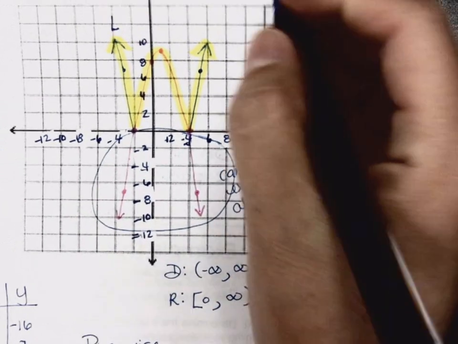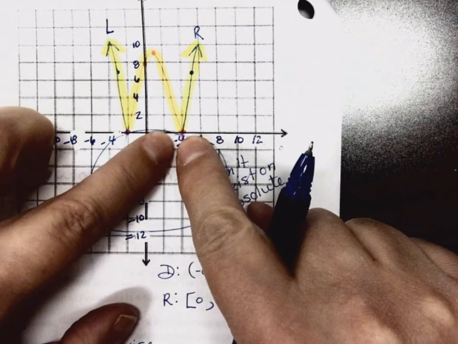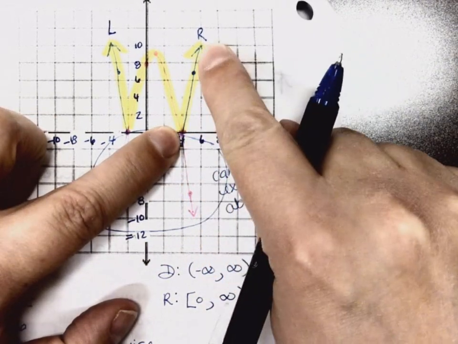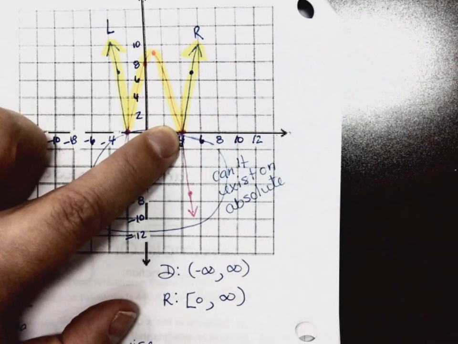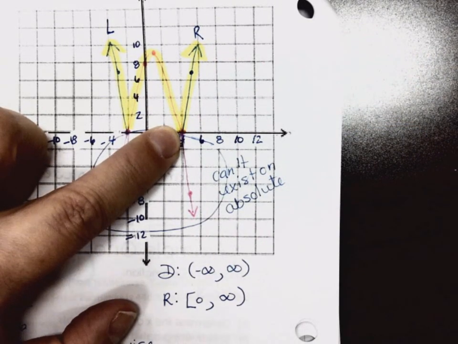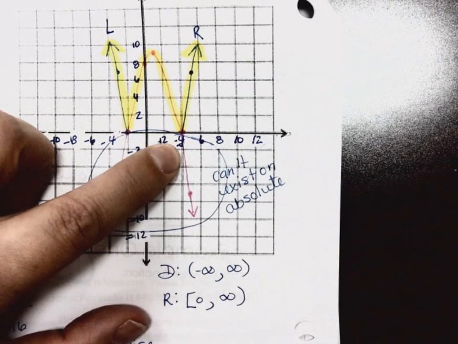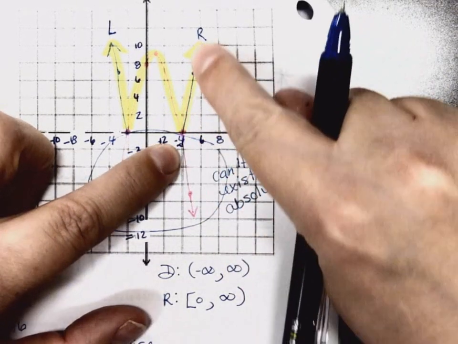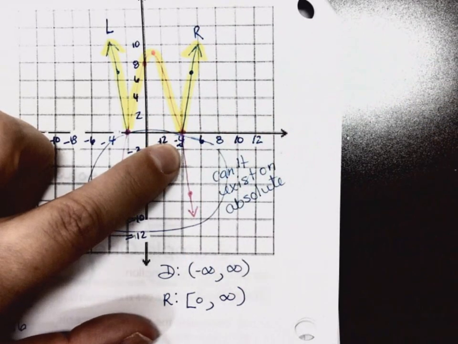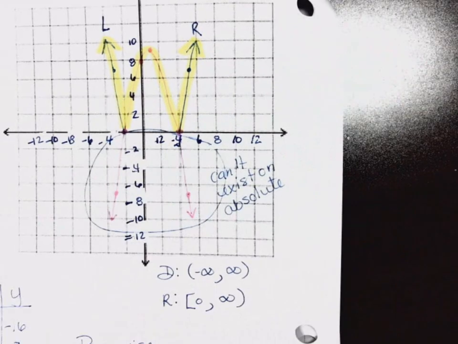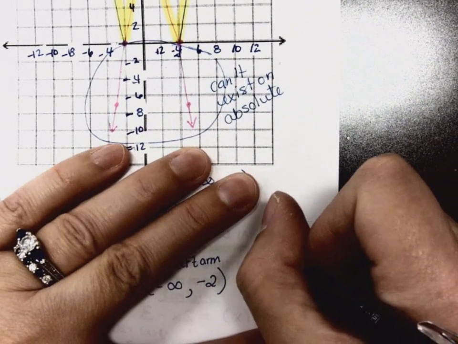Let's talk about our right arm. Where is it starting? Where does the blue arm start here? Yes, it starts at 0 on the Y, but I'm doing a domain statement, so where does that start on the X? 4. Round bracket 4. Where does that arm go to when I'm talking about X's? Infinity. So this is my right arm.